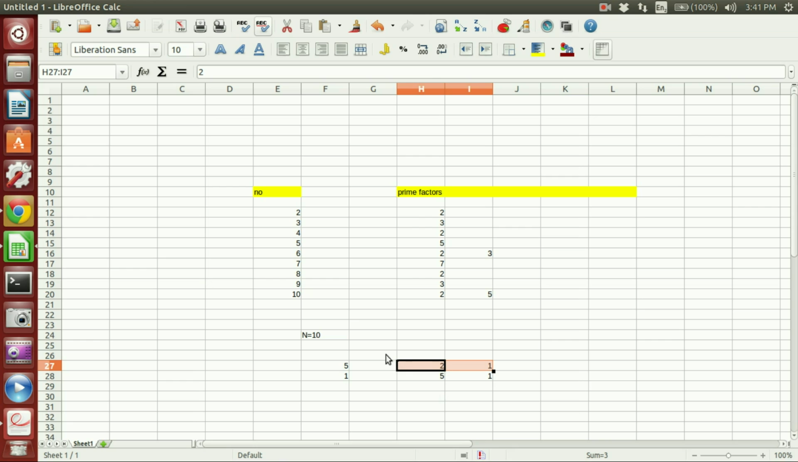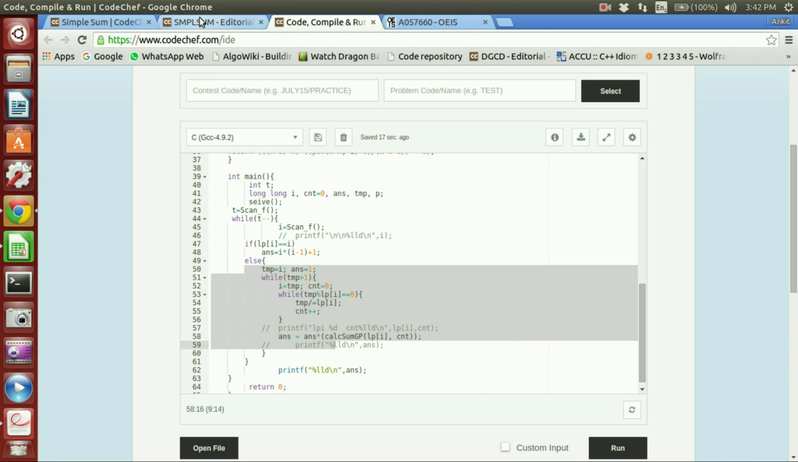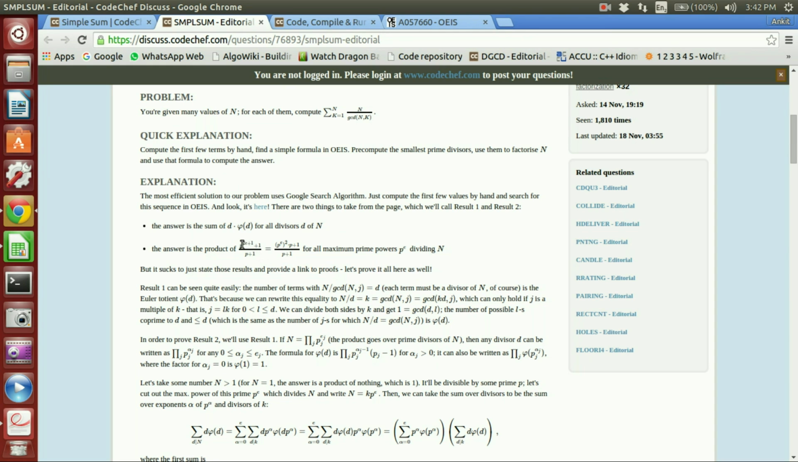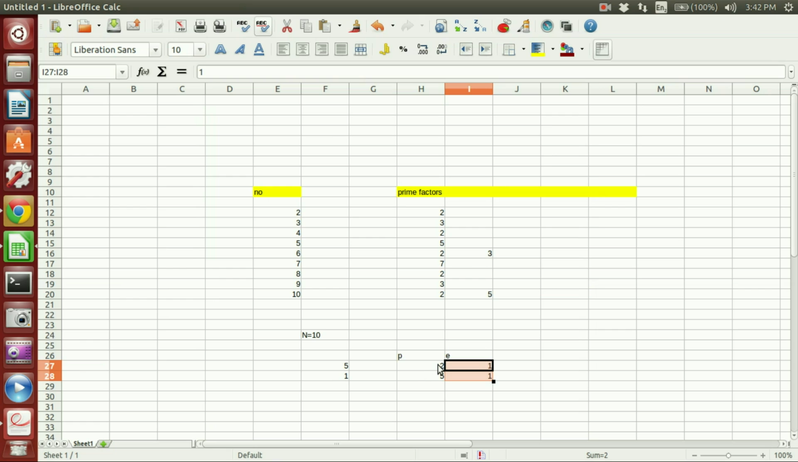So here it is 2 raised to 1 and 5 raised to 1, that is p. This is p, and this is p, and this is e in our formula. So for every p we are calculating this value and then multiplying them, that is we are calculating the function for p and e for this value and then for this value, and then multiplying them.